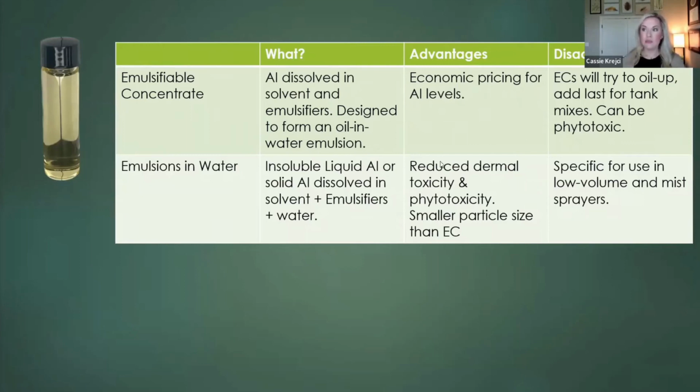EWs, benefits include that they do have reduced dermal toxicity and reduced phytotoxicity. They have smaller particle sizes than EC, which is advantageous whenever you're talking about fine mist applications and trying to get a bunch of particles into the environment. I would call this a disadvantage, but they are specific for low volume and mist blowers. You don't want to coarse spray an EW. You want to have the right equipment whenever you're trying to use this type of formula.